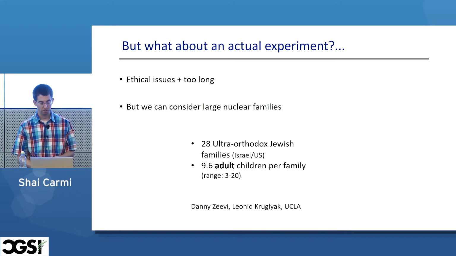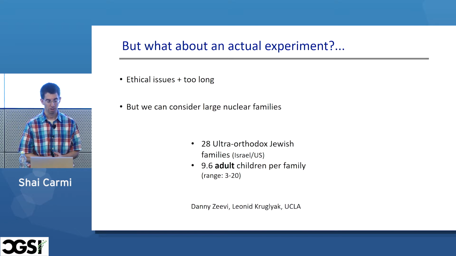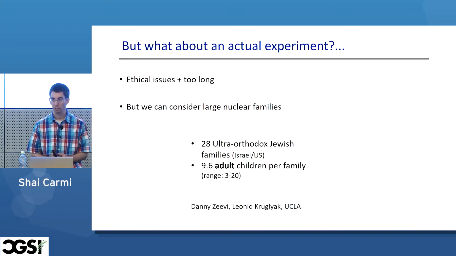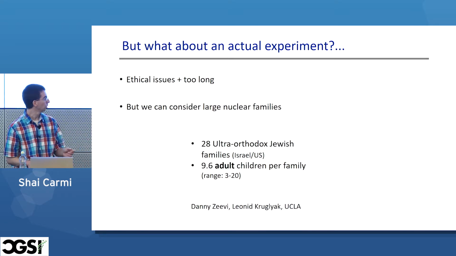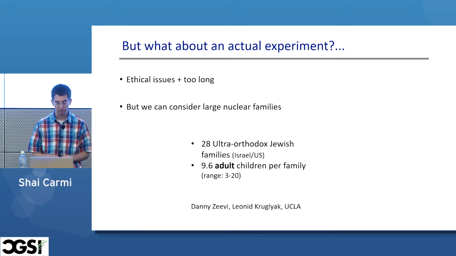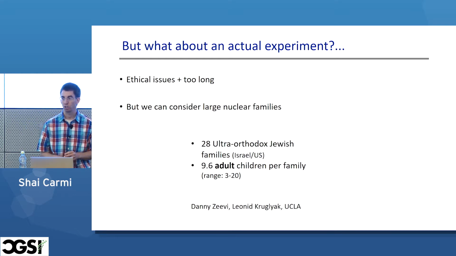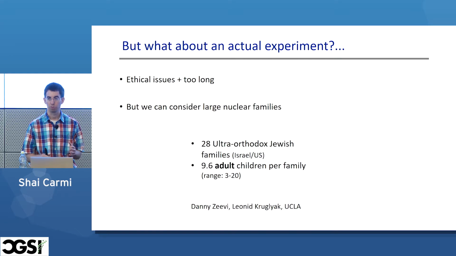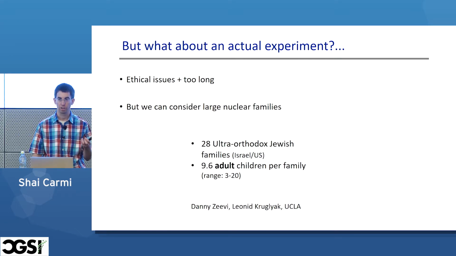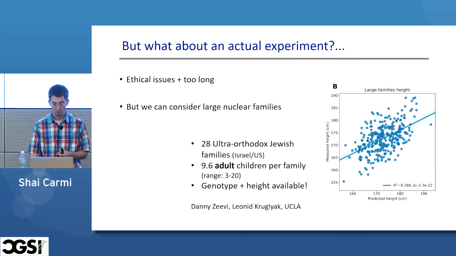These families came from a study of height in the ultra-Orthodox Ashkenazi Jewish population. This study was done here by Leonid, and he contributed the data. These families are huge. They have on average 10 children per family, and some families have up to 20 children each. So we can use the living children to do a thought experiment: what would have happened if we just selected one of them based on polygenic score.